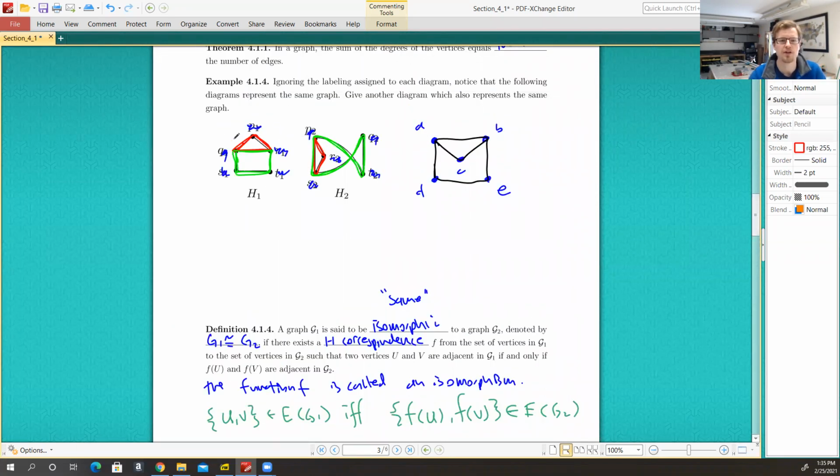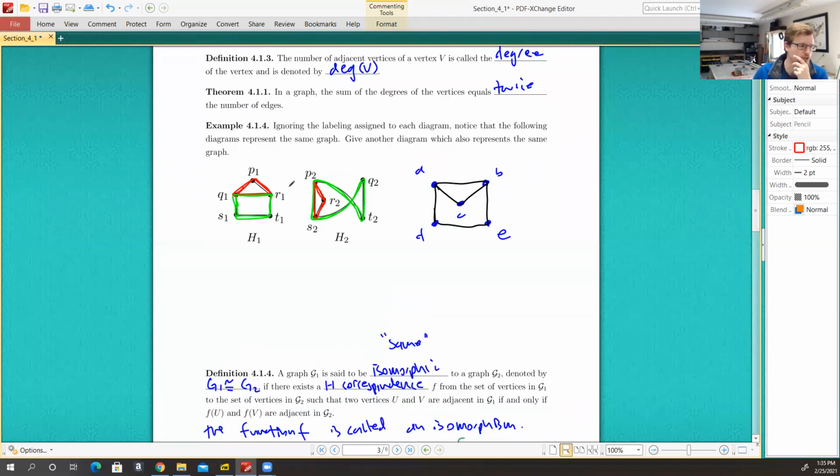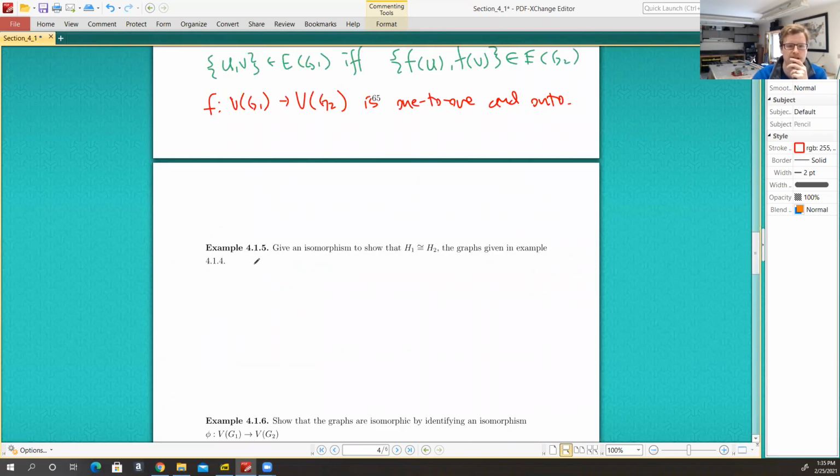So let's do that for these two graphs here. I scribbled out all of those labelings. Let's go ahead and keep them. And what I want to do is take this triangle and map it to this triangle. And then I want to take this square and map it to the square. So I'm going to take H1 to H2. I've got my function f, which takes the vertex set of graph H1 and sends it to the vertex set of graph H2.